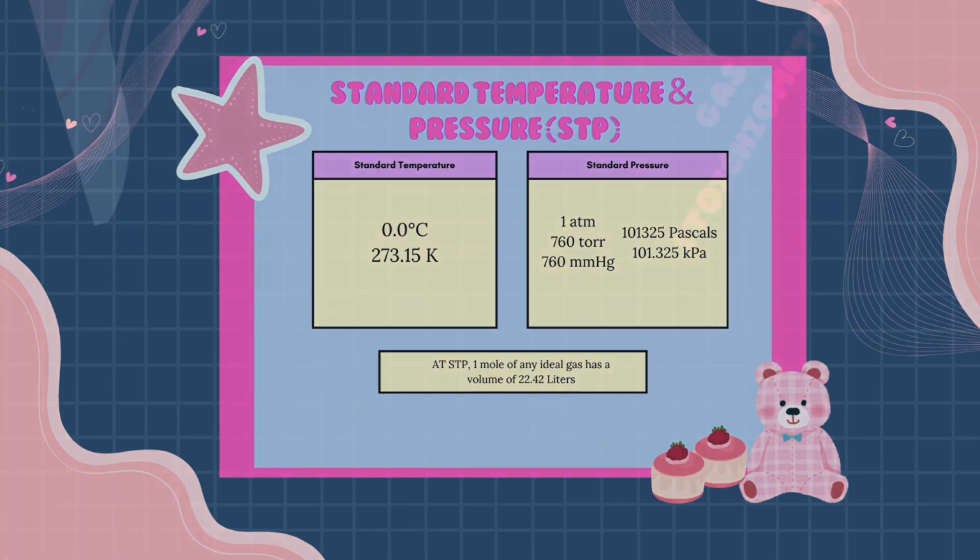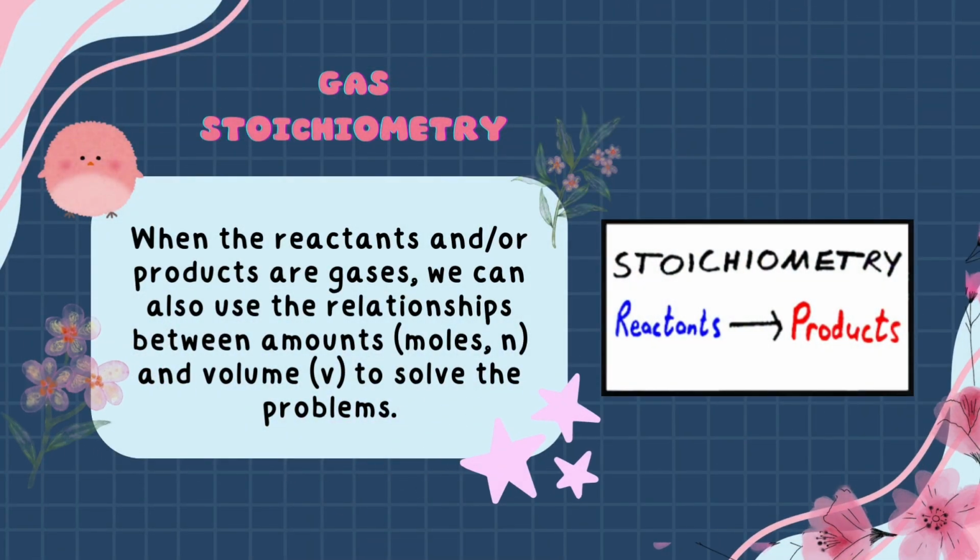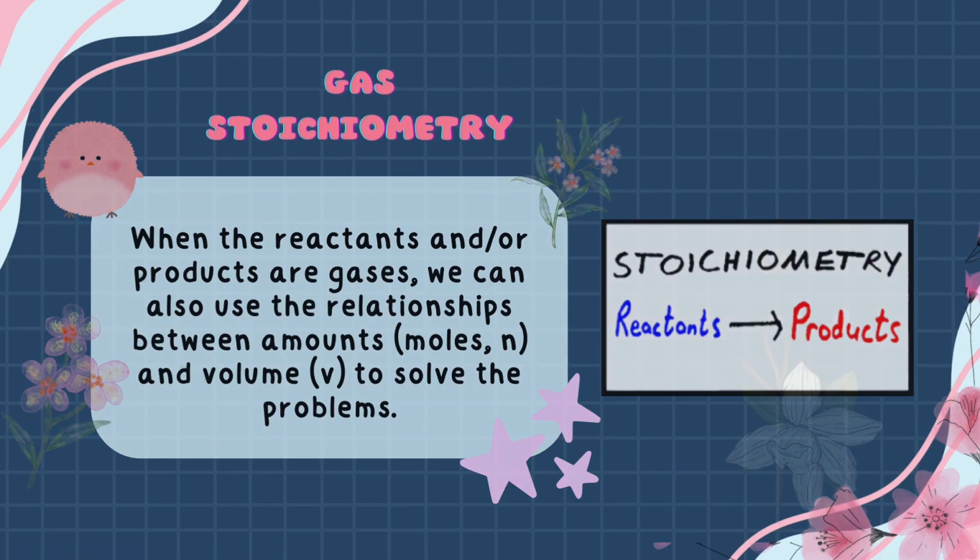At STP, 1 mole of any ideal gas has a volume of 22.42 liters. Gas stoichiometry. When the reactants and/or products are gases, we can also use the relationships between amount, moles n, and volume V to solve the problems. Stoichiometry relates reactants to products.